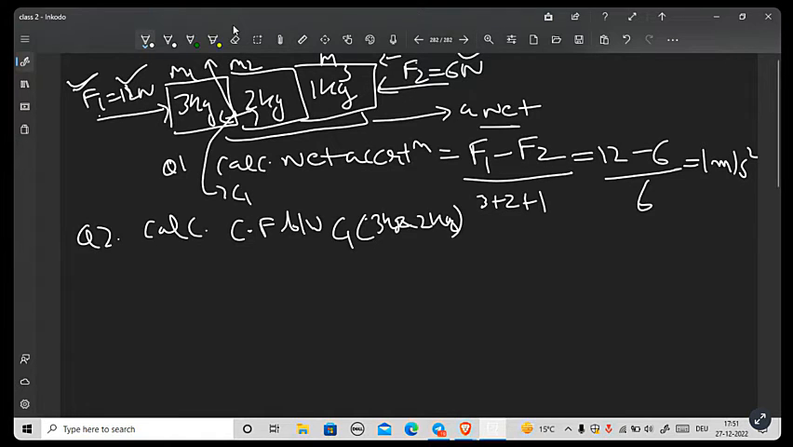Okay. जो contact force 3 kg और 2 kg के बीच में होगा, वो दोनों फोर्सेस की वजह से होगा. दोनों फोर्स कौन कौन सी? एक हमारे पास F1 है और दूसरी हमारे पास F2 है.